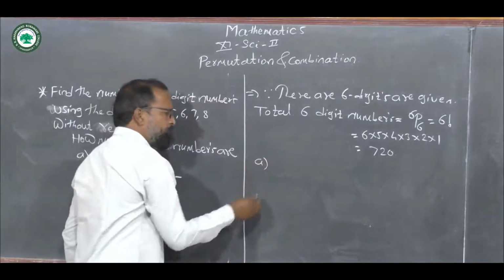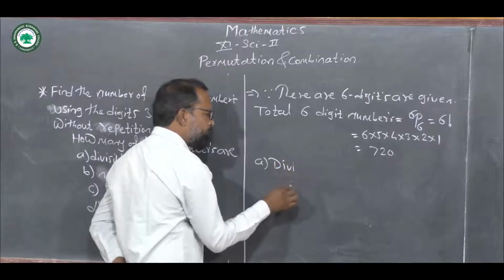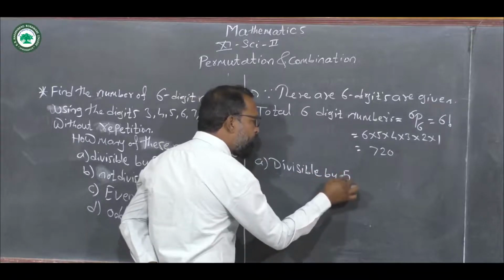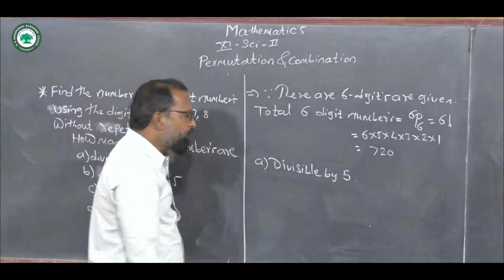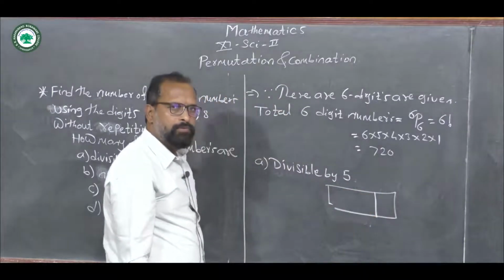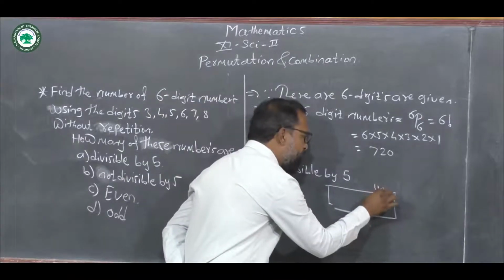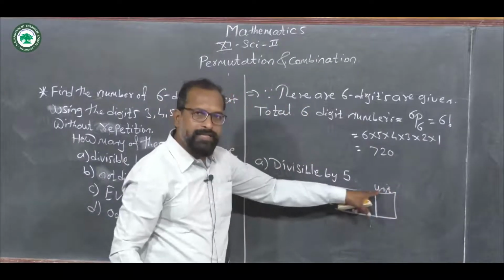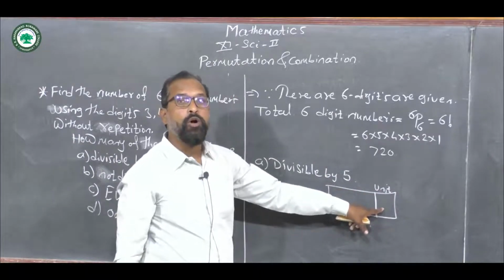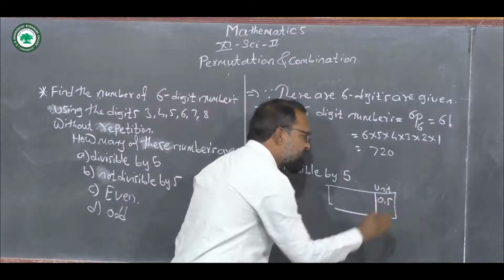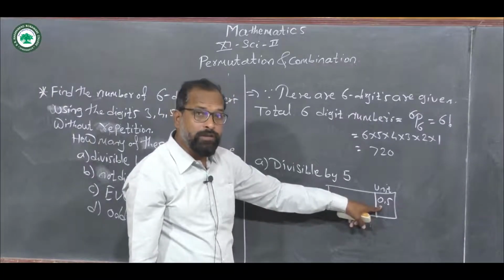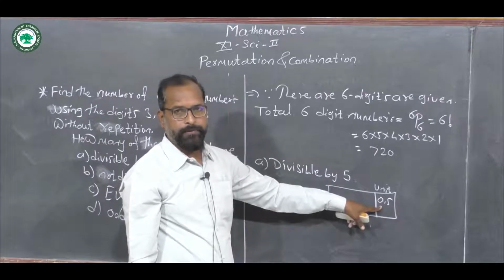Now, we write here a number divisible by 5. We know that a number is divisible by 5 only if its unit place has a digit 0 or 5. The unit place must contain a digit 0 or 5. Then and only then the given number will be divisible by 5.